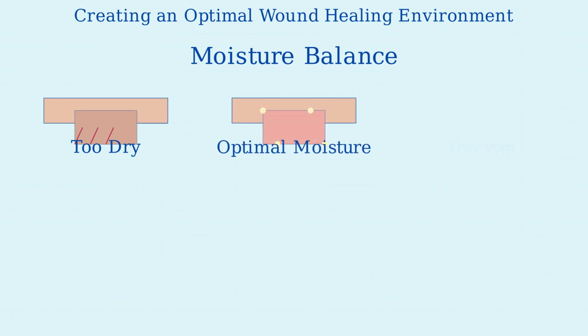When a wound is too dry, cell migration is restricted, and tissue can become dehydrated and damaged. An optimally moist environment promotes cell migration and proliferation. However, excessive moisture can lead to maceration of the surrounding skin, which weakens tissue and can lead to further breakdown.